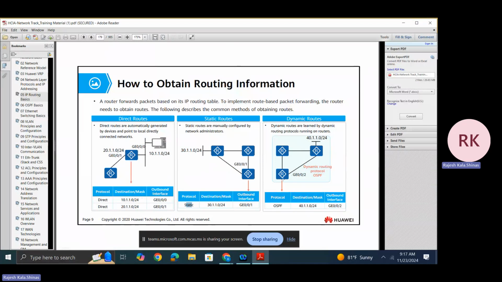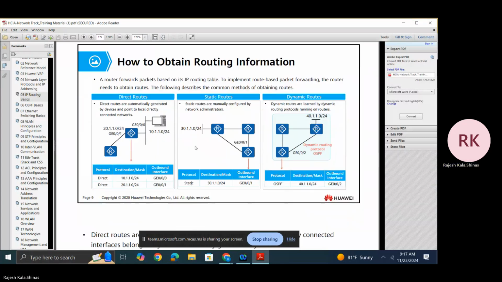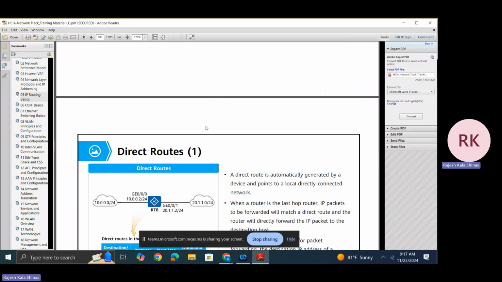So routers will automatically learn the information by using a dynamic routing protocol. You don't need to manually add or configure IPs like this. Whatever routes the router has in its table will be automatically exchanged with other routers if you configure OSPF between them. So here, using this protocol, I will get the 40.1.1.0/24 route, and the outbound interface is GE0/0/2. This is what is mentioned here: direct, static, dynamic. Different dynamic routing protocols are there, like OSPF, IS-IS, RIP, EIGRP.